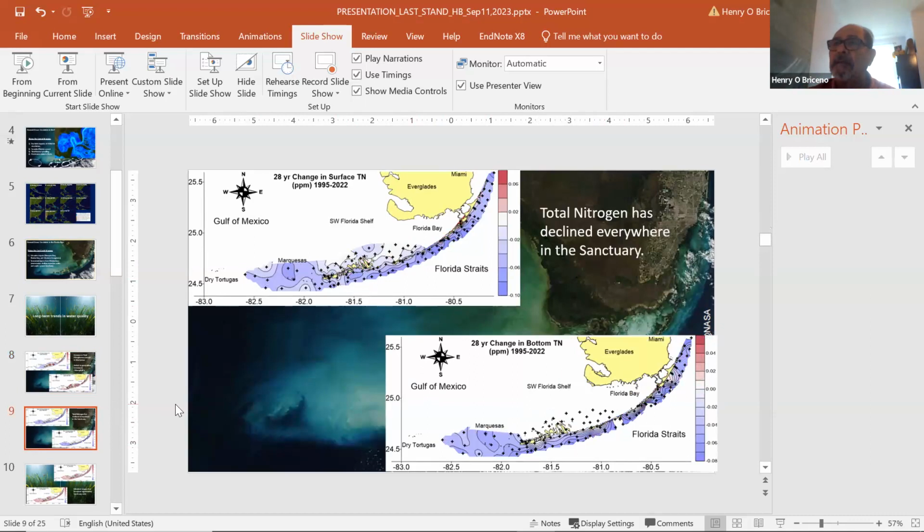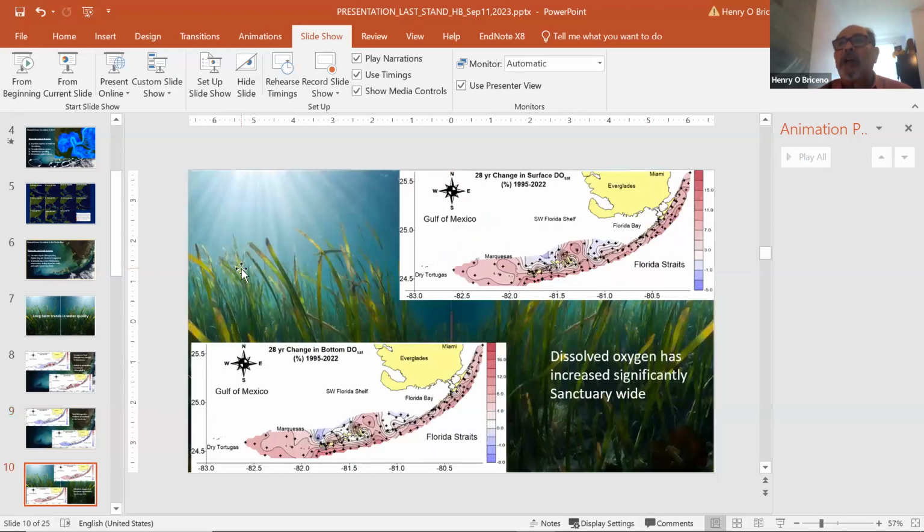Nitrogen has been declining, as carbon has also been declining. A very similar pattern to the one we have with nitrogen, and that has to do with the contribution from the Everglades and Florida Bay. And then we have dissolved oxygen. Dissolved oxygen has been increasing almost everywhere, so that's a positive sign. At least we have good news with oxygen, both in surface waters and bottom waters.